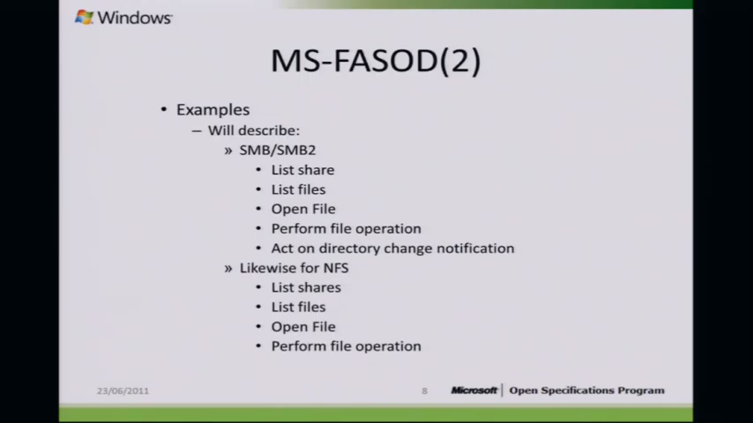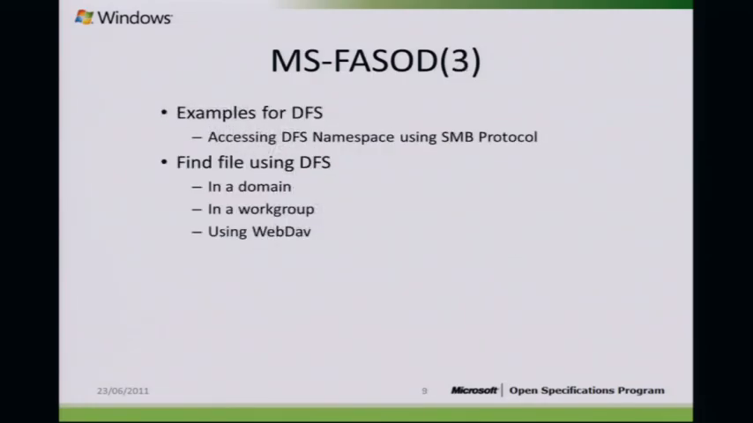Examples basically mean you're going to get some narrative, network captures, and explanations that go with these network captures, okay? Similarly, we repeat that exercise for NFS. And then we go on and we're going to have examples for DFS and the usual things, DFS in a domain, DFS in a workgroup. And then we've also got finding files using WebDAV for anyone that's interested in that sort of thing.